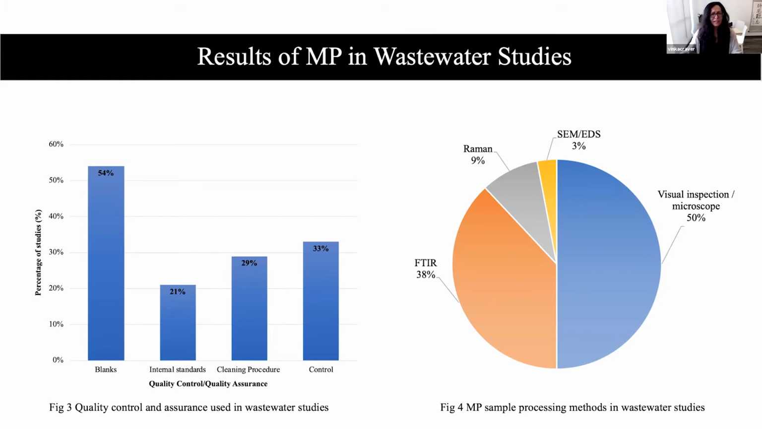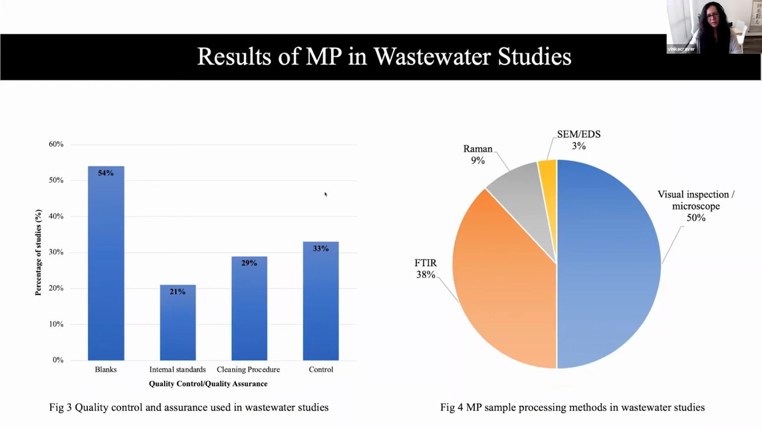Also, how they were identifying the microplastic. As you can see, about 50% of the studies did just visual inspection. They used a microscope, but they were not using tools to actually identify the polymer of the particle. They were just saying this looked like a microplastic, and they checked the box, but they were not really identifying the polymer source of this plastic.